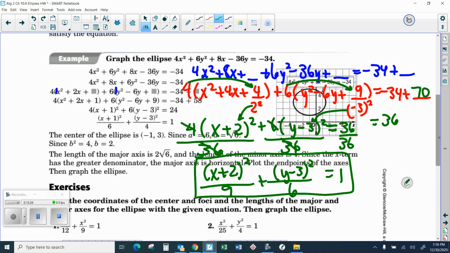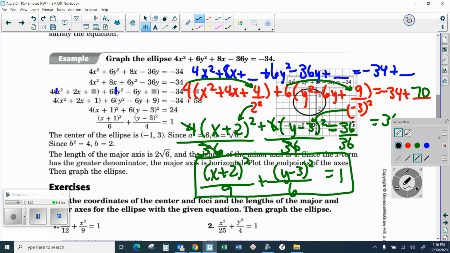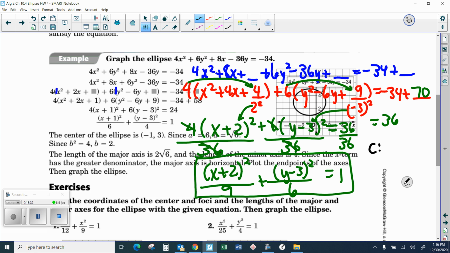And it's asking me to graph it now. Okay, so I graph it. What's the center? Let's change the color. Black. Center, as you see, is opposite, opposite. Negative 2, 3. So negative 2, 3. Let's see.